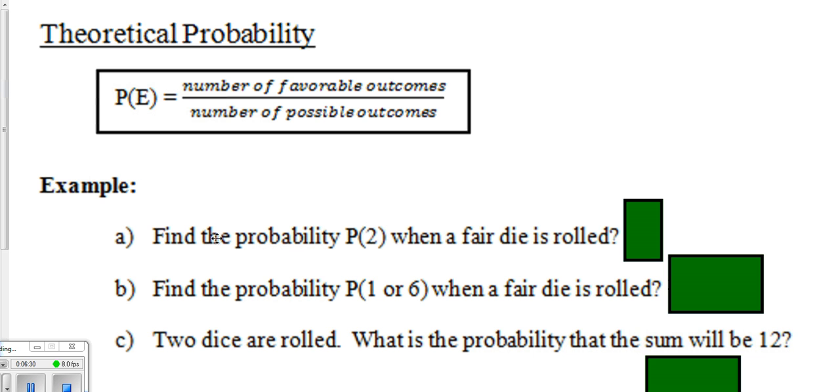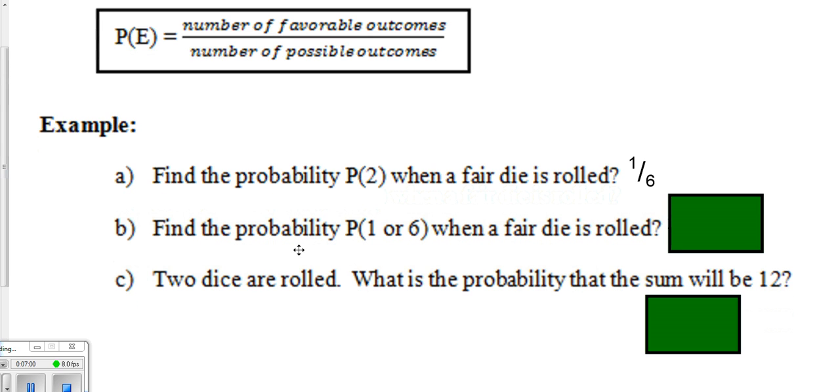So for example, if we want to find the probability of rolling a 2 when a fair die is rolled. Now a die is just a 6-sided cube. It's what you roll when you're playing Monopoly. There are all the numbers 1 through 6 on there. What's the probability that we would roll a 2? Well, there's only one way to get a 2 out of 6 ways possible. So we would say the probability of rolling a 2 is 1 over 6, or 1/6.